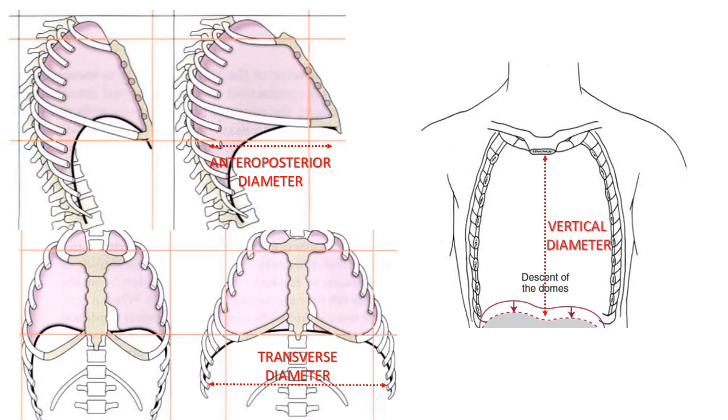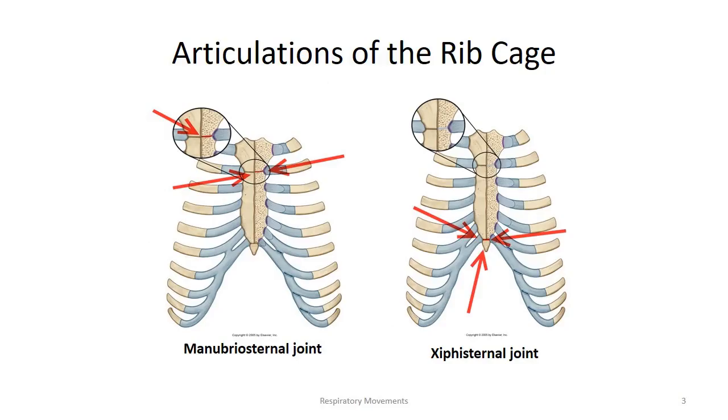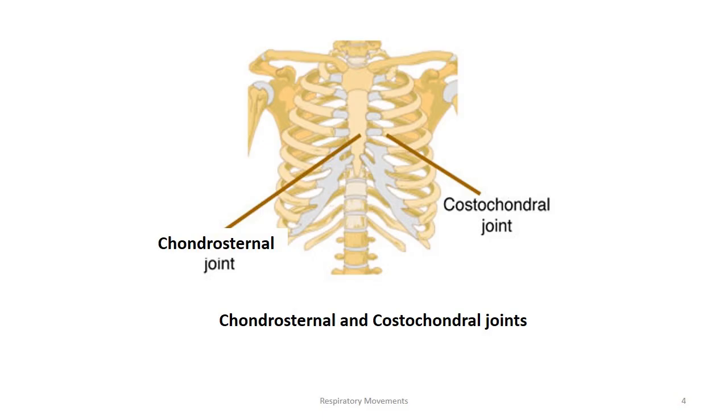In order to understand how these diameters change during respiration, we need to look at the articulations of the rib cage. The first one which you are seeing on the left side, that is manubriosternal joint. The joint between the body of the sternum and the manubrium is known as manubriosternal joint. The joint on the right side is xiphisternal joint. The joint between the xiphoid process of the sternum and the body of the sternum is known as xiphisternal joint. The next are chondrosternal joint and costochondral joint.